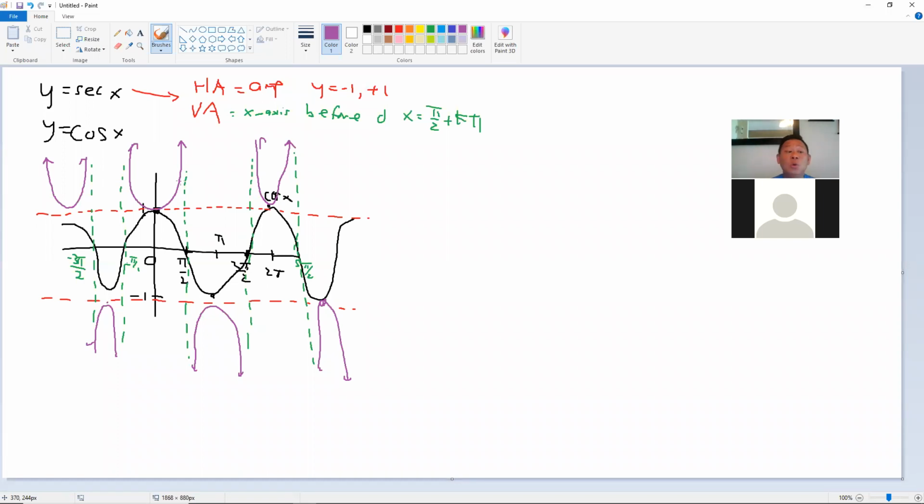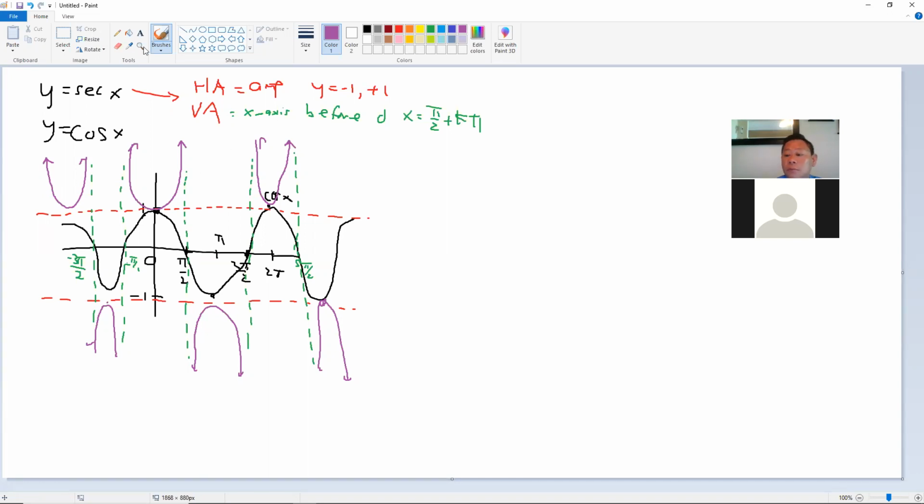So that's the reason why every time you draw me a secant or cosecant graph, you need to draw me your horizontal asymptote, which is a red line, and the vertical asymptote, which is a green line. And then you have to draw your cosine graph and then you reflect.